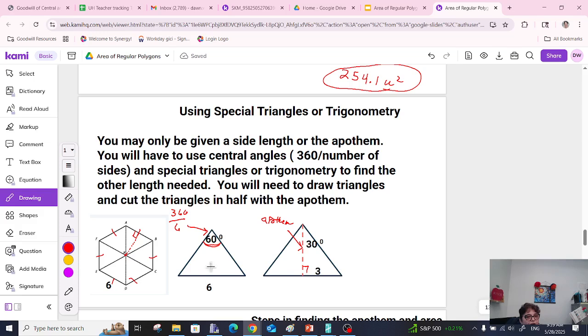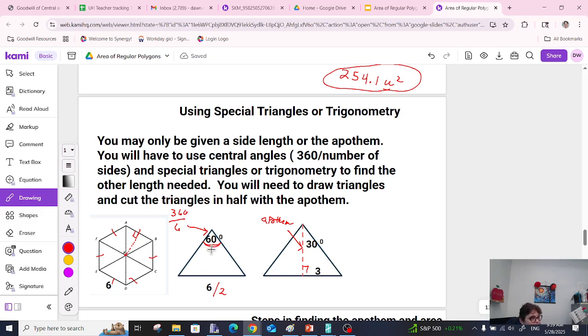To cut this triangle in half, right? So instead of using 6, what is half of 6? What's 6 divided by 2? 3. That's why you see a 3 here, because we had to cut everything in half.